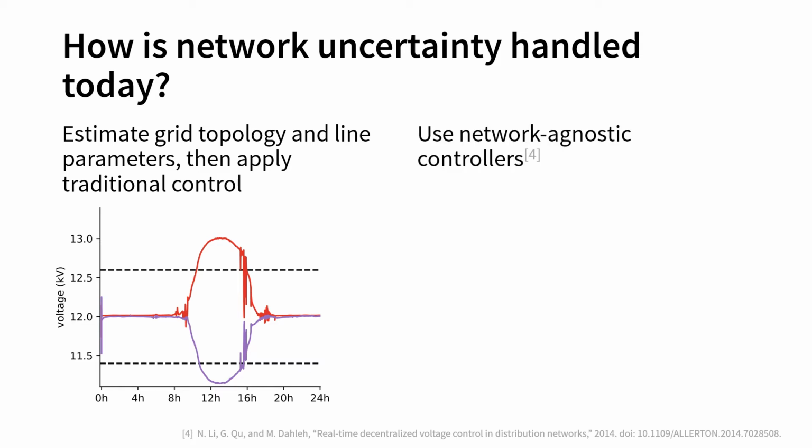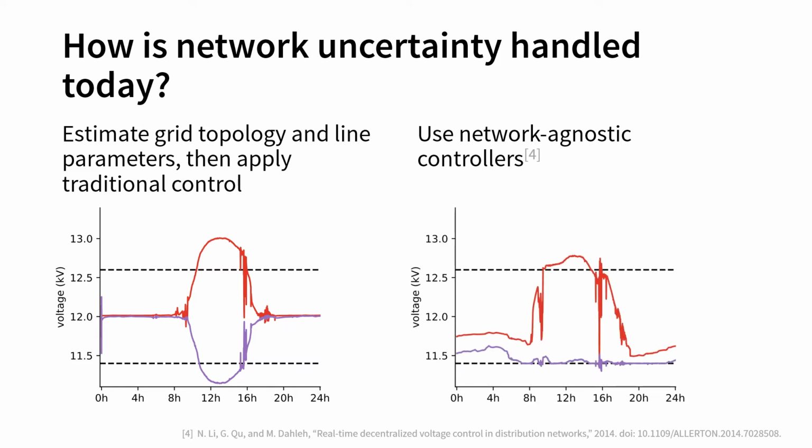The second approach is to use a network-agnostic controller. Many of these controllers are decentralized, making only local adjustments at each bus. However, because they do not take the full network information into account, under realistic assumptions, they generally do not provide guarantees on their ability to stabilize the voltage, resulting in some voltage deviations.